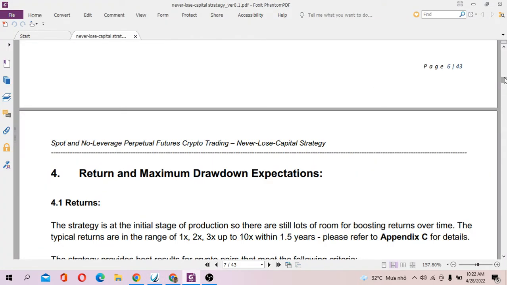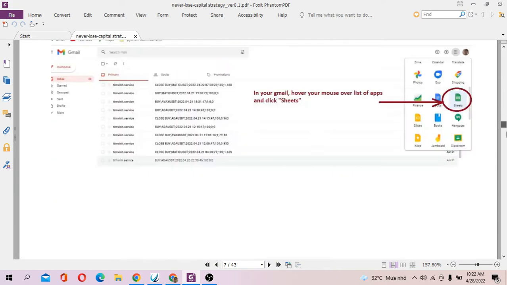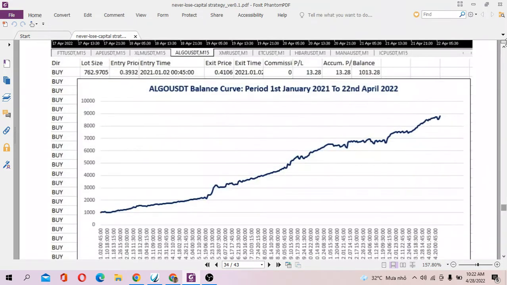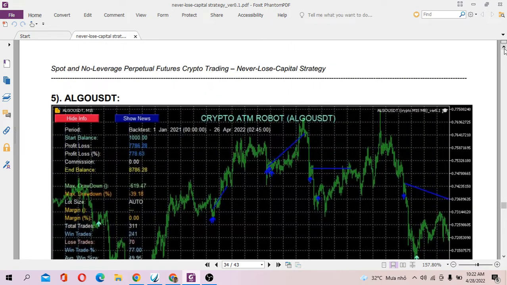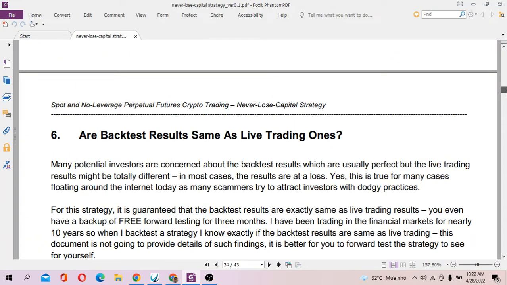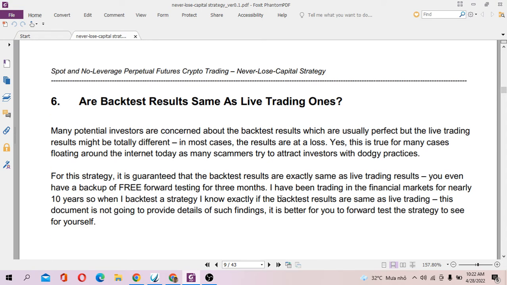Now, the next thing I want to address. If you look at Appendix C, right at the end of the document, you will see the backtest results. Many people ask me, or are really concerned, about the backtest results versus the live trading results. They're right. Many scammers out there provide very nice, perfect backtest results, but the strategy's returns are actually very bad.